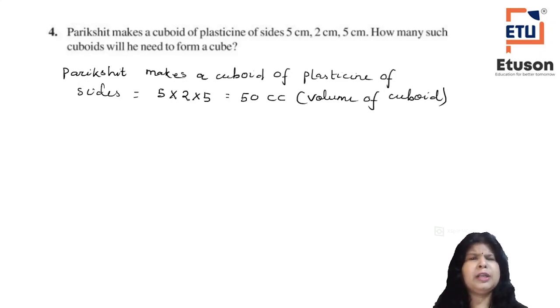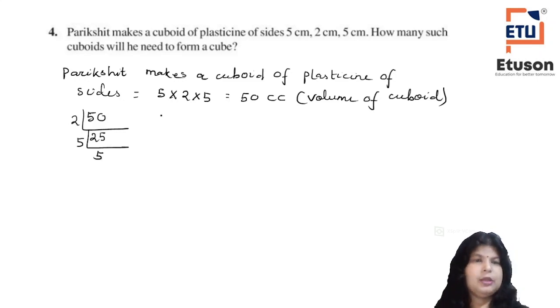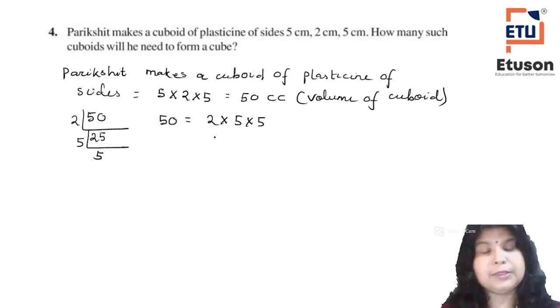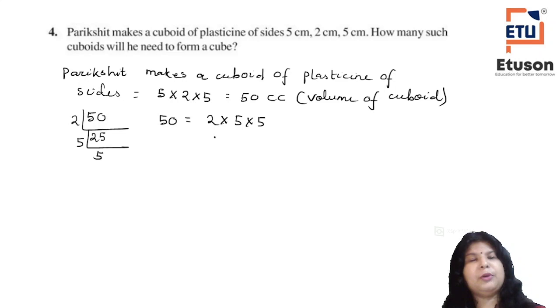Now you have to find out how many such cuboids will he need to form a cube. Now you just look at the prime factors of 50. What are the prime factors? Already it is written. If you want to reconfirm, you can find out the prime factors. That is 25, 5 into 5. Right? So now you see 50 is equal to 2 into 5 into 5. Now you check how many factors are less to form a set of 3. So what should be multiplied so that 50 can be converted to a perfect cube?